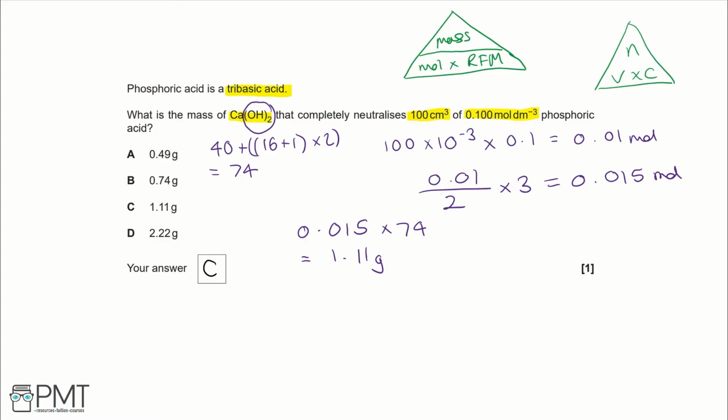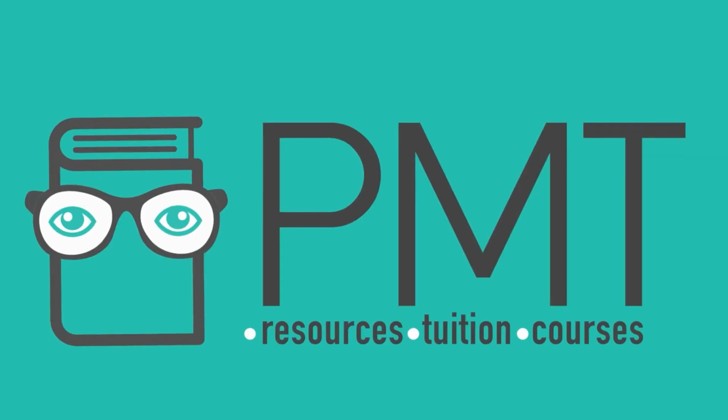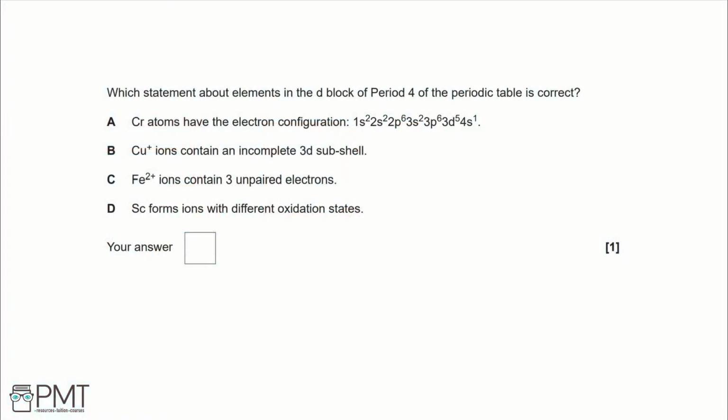To get the mark for this question, you must write C in the answer box provided. Which statement about elements in the D block of period 4 of the periodic table is correct?